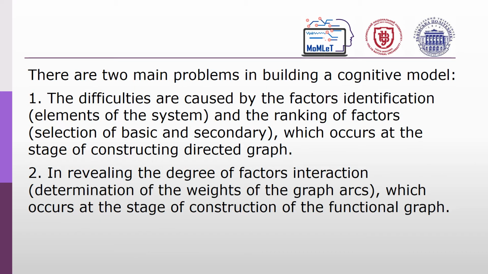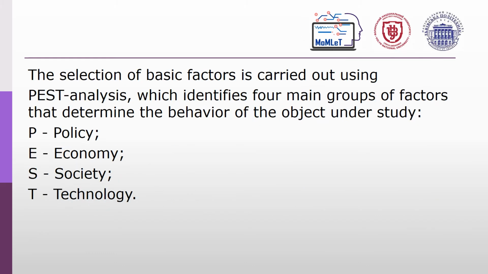Consider in detail some of these steps, mechanisms of implementation, and problems encountered in the process of cognitive analysis. There are two main problems in building a cognitive model. The first difficulties are caused by factor identification, elements of the system, and a ranking of factors, selection of basic and secondary, which occurs at the stage of constructing the directed graph. The second is in revealing the degree of factor interaction, determination of the weight of the graph arcs, which occurs at the stage of construction of the functional graph.